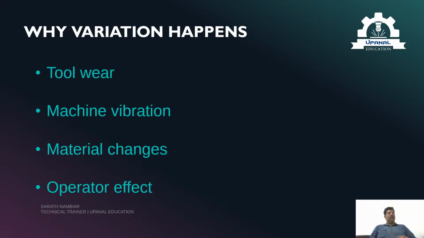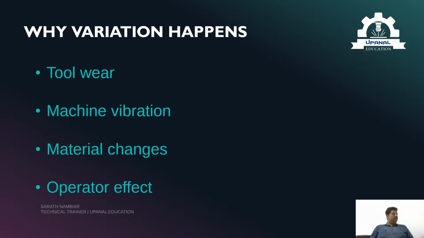Now, let us understand why this variation happens. So, first thing is tool wear. Over long, continuous use, because these tools produce friction, the cutting tools become blunt over time. A worn tool may cut slightly larger or smaller.